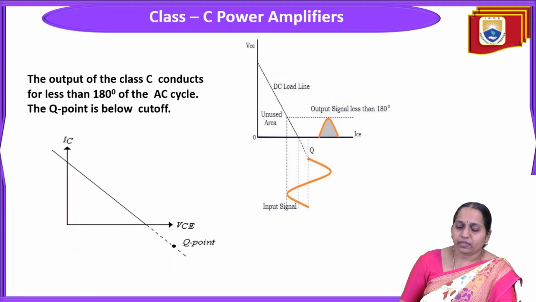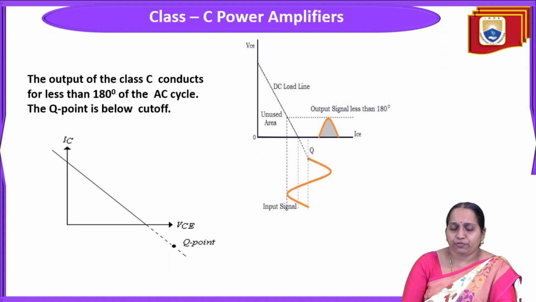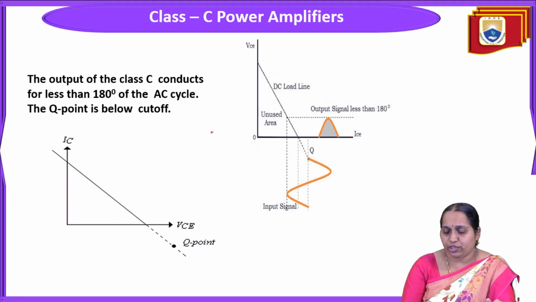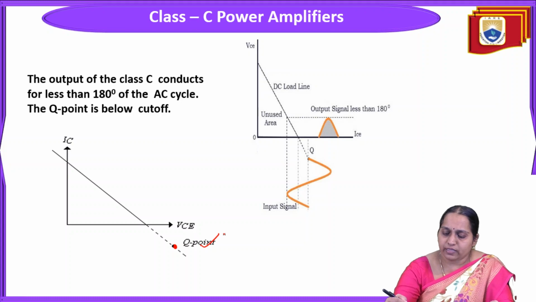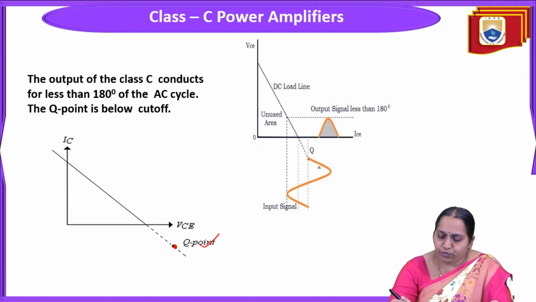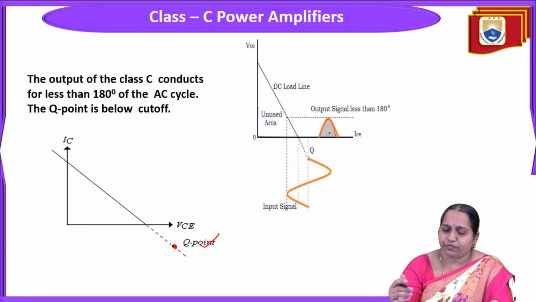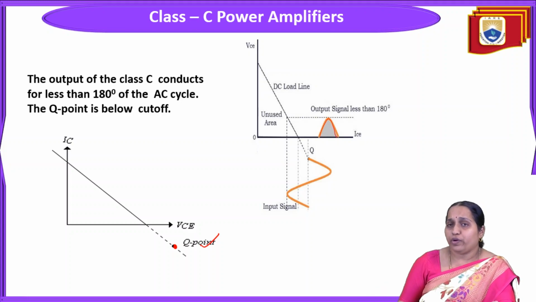Okay. Class C. Output of class C conducts for less than 180 degrees. That is not even 1/2 cycle also. Okay. So less than 180 degree of the AC cycle, the Q point is below the cutoff. So if this is the load line, somewhere here below the cutoff point, you are having the Q point. And see this, you will be getting only a small portion of the positive half cycle or negative half cycle, whatever it is, but not even one complete half cycle. Okay.